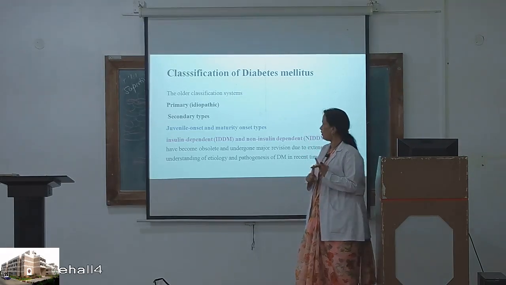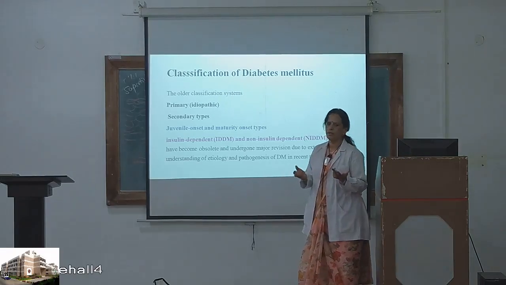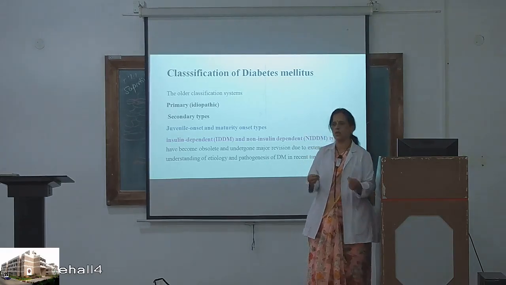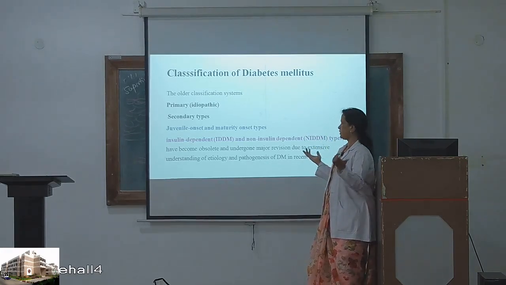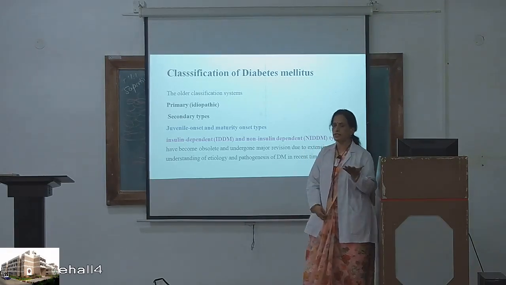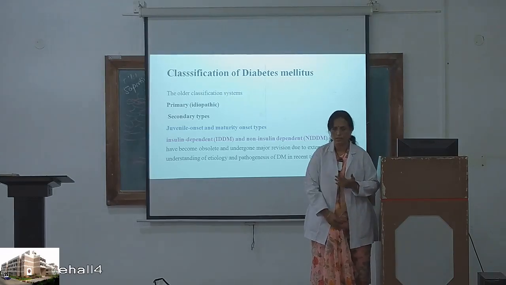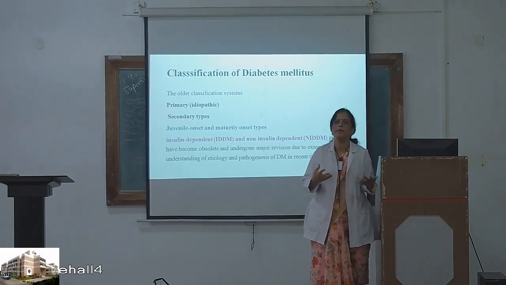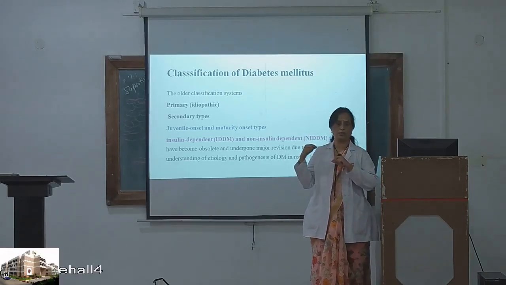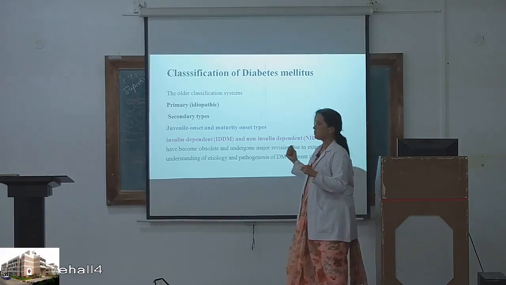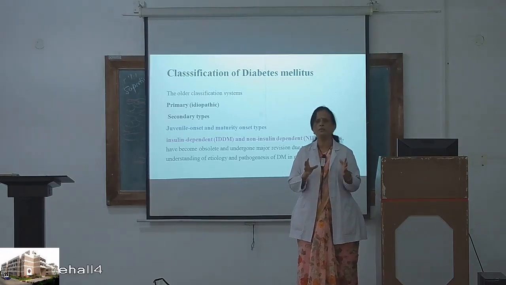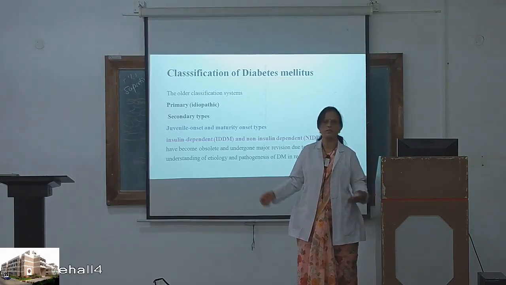Then the second was juvenile onset and maturity onset. Juvenile is when diabetes mellitus occurs in children. Maturity is in adults too. Then third is insulin dependent and non-insulin dependent. Don't you think these terminologies are self-explanatory? Insulin dependent means the patient is dependent on insulin. He has to take insulin every day to control that hyperglycemia. Second is non-insulin dependent. He doesn't require insulin, but he will be on tablets or other medication.